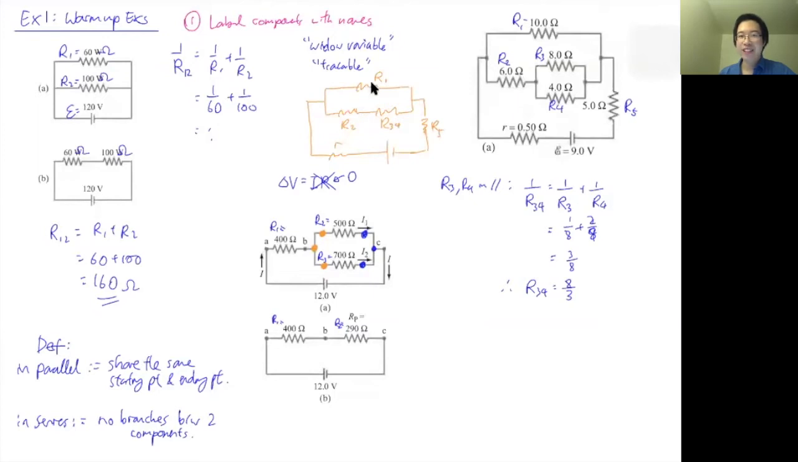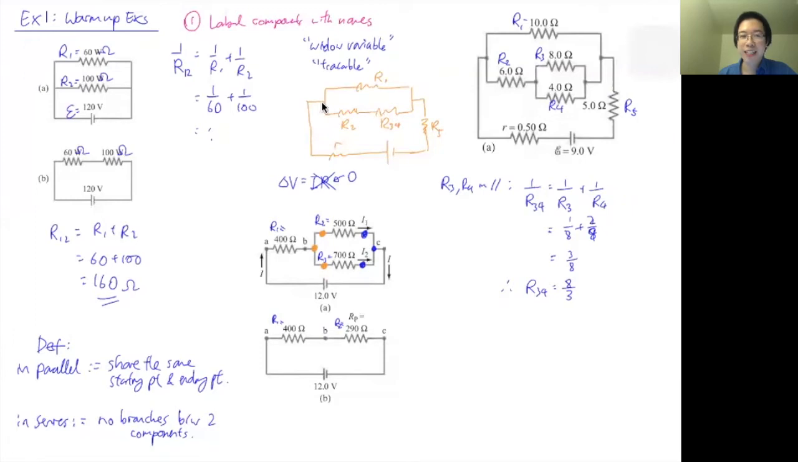Be careful. R1 and R2 are not in parallel, because if they're in parallel, they need to share the same starting point and ending point. Let's see. R2 starts here, R1 starts here. Okay, that seems like it's the same potential, right? So they share the same starting point, but R2 ends here, R1 ends here.